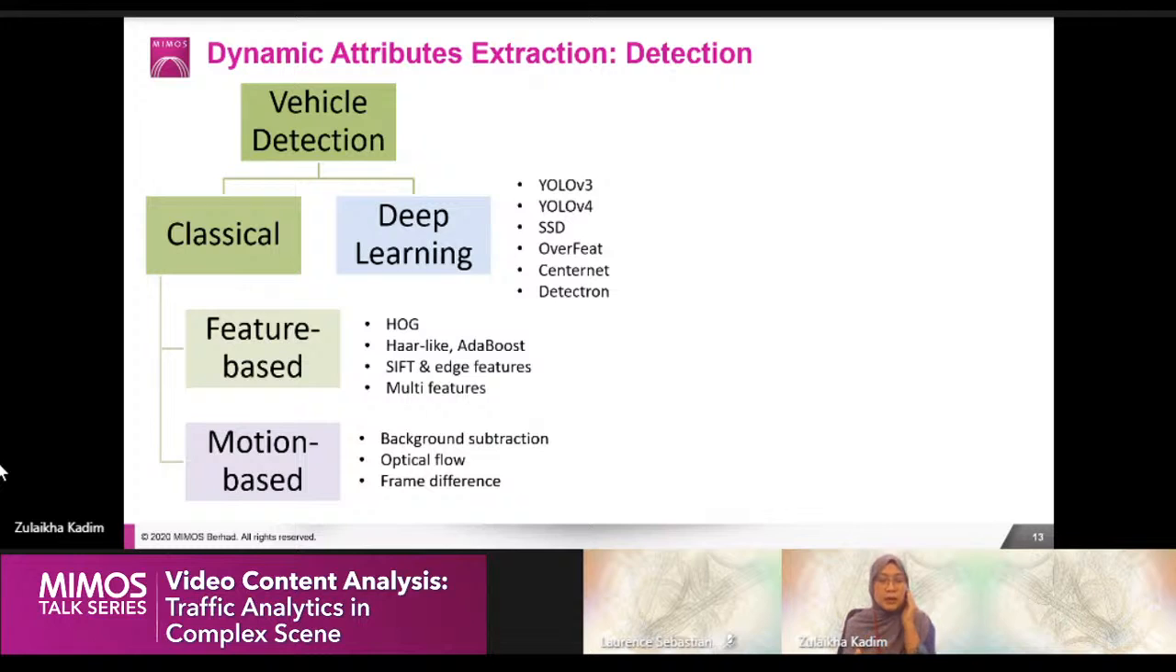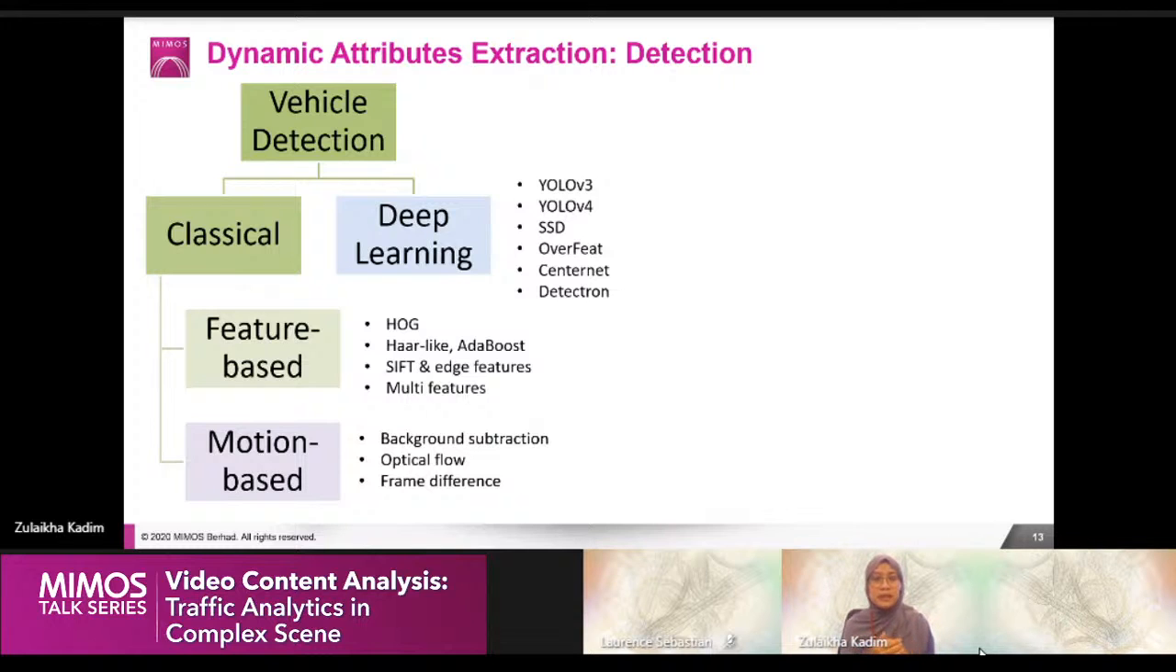Some of the literature shares these types of features, for example HOG, histogram of gradient, Haar-like features with the AdaBoost classifier, and so on. While the motion-based approach requires multiple images to be analyzed together in order to detect any object in the scene. The methods include background subtraction, optical flow to know the flow between current and previous frames, and even frame difference. These are all classical approaches for how people detect vehicles in the image.